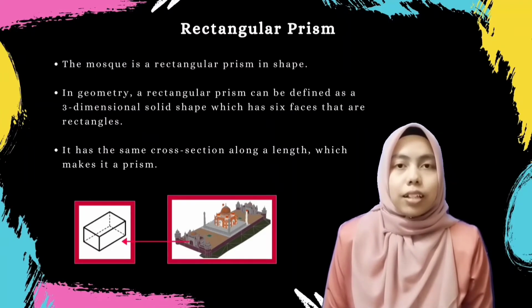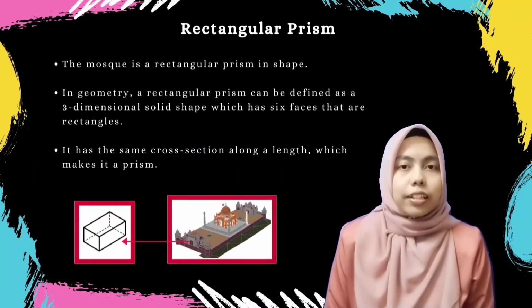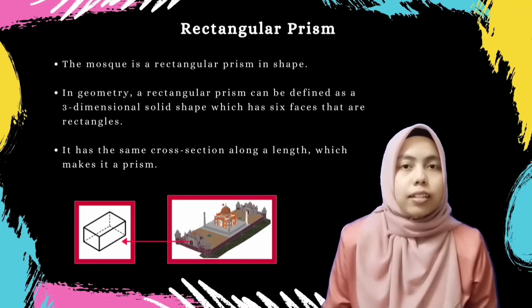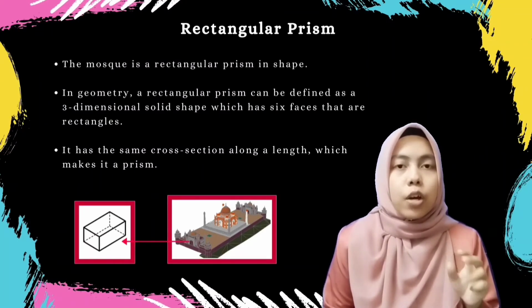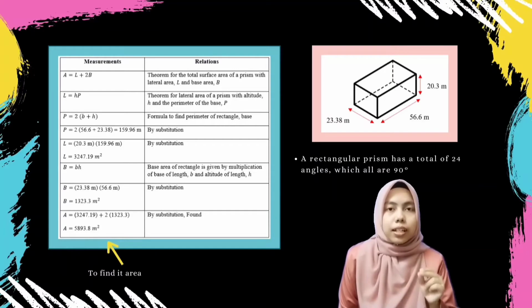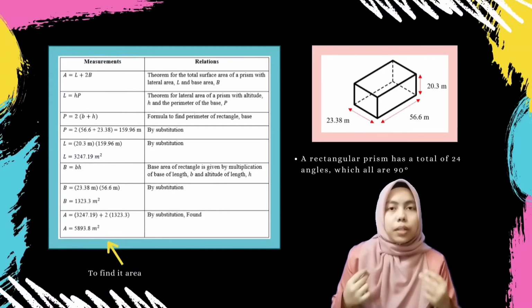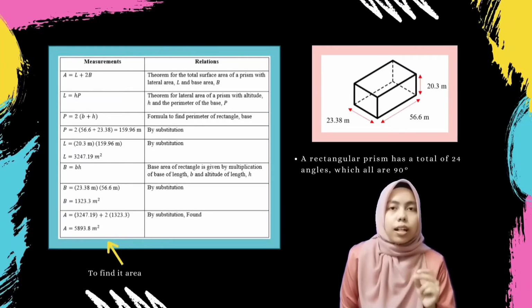The MOS is a rectangular prism in shape. In geometry, a rectangular prism can be defined as a three-dimensional solid shape which has 6 faces that are rectangles. It has the same cross-section along its length, which makes it a prism. For this geometrical concept, we know that the height of the rectangular prism is 20.3 meters, while the length and the width are 56.6 meters and 23.38 meters respectively. It has a total of 24 angles, which are all 90 degrees.